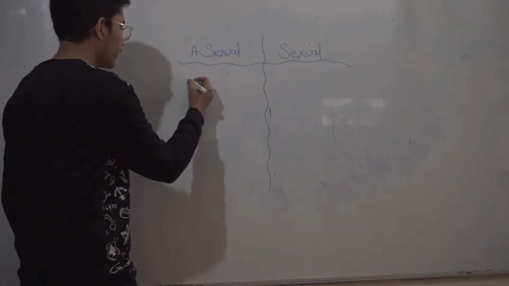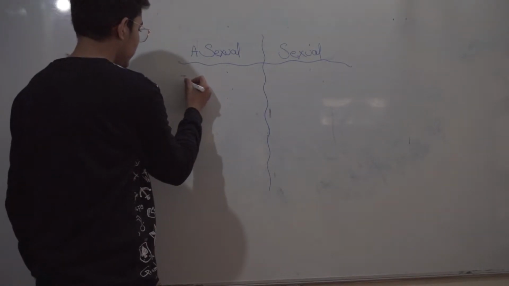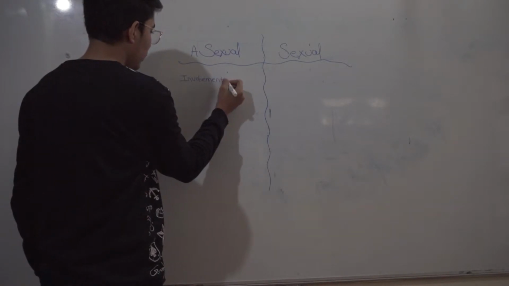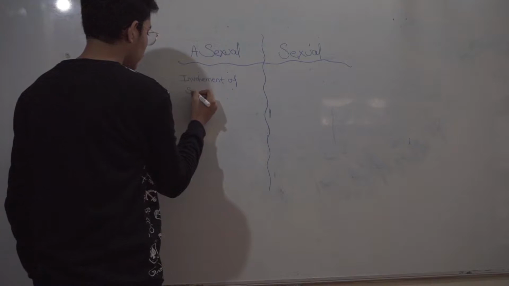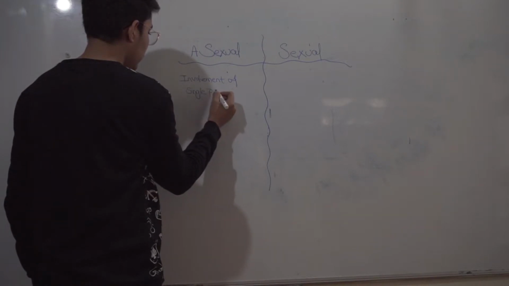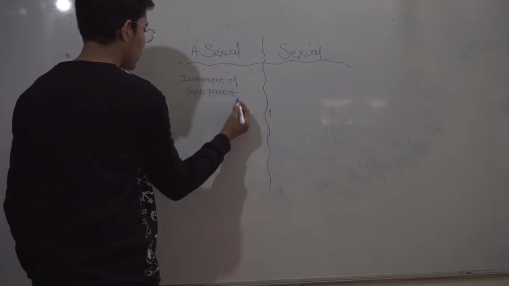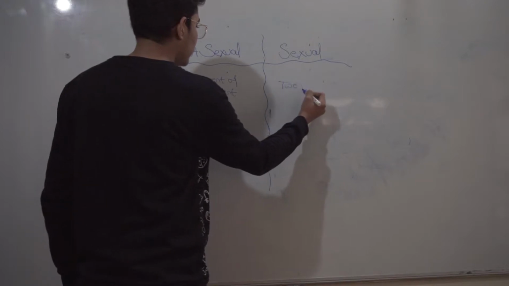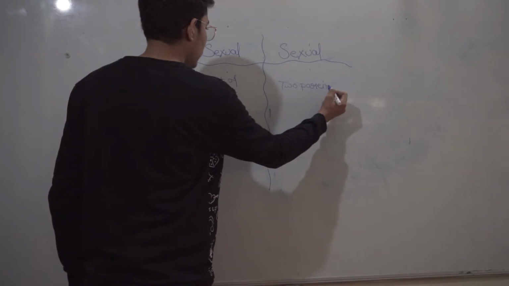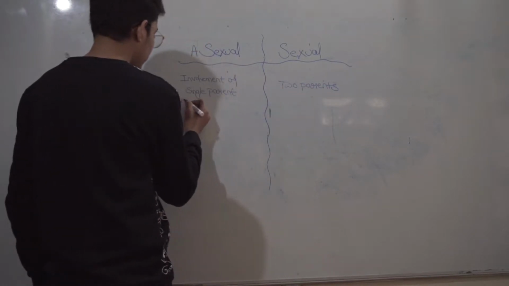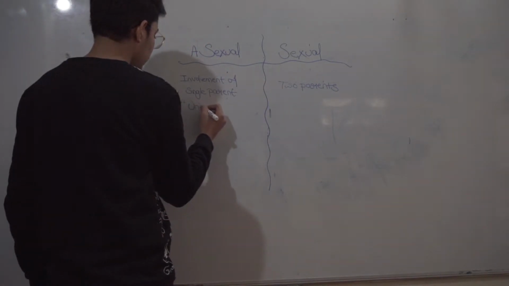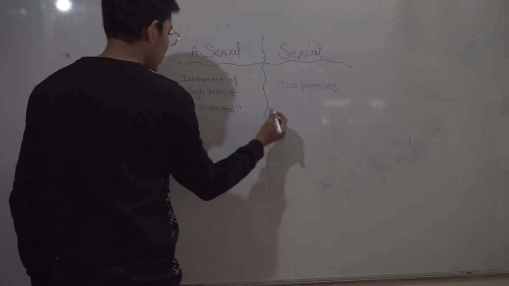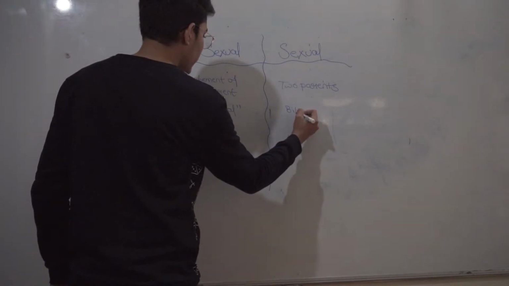So, note down here, it is involvement of single parent, two parents. That's why they are known as uniparental as well as biparental.